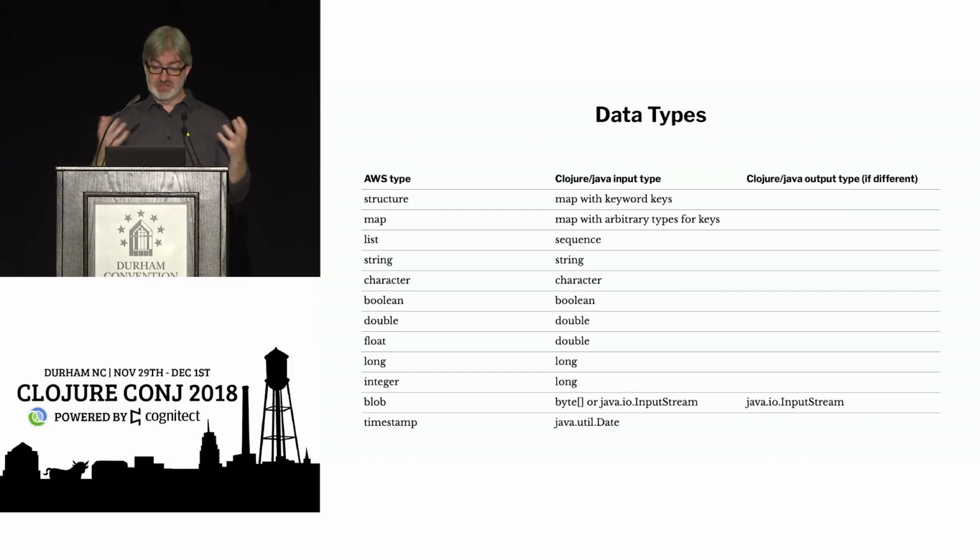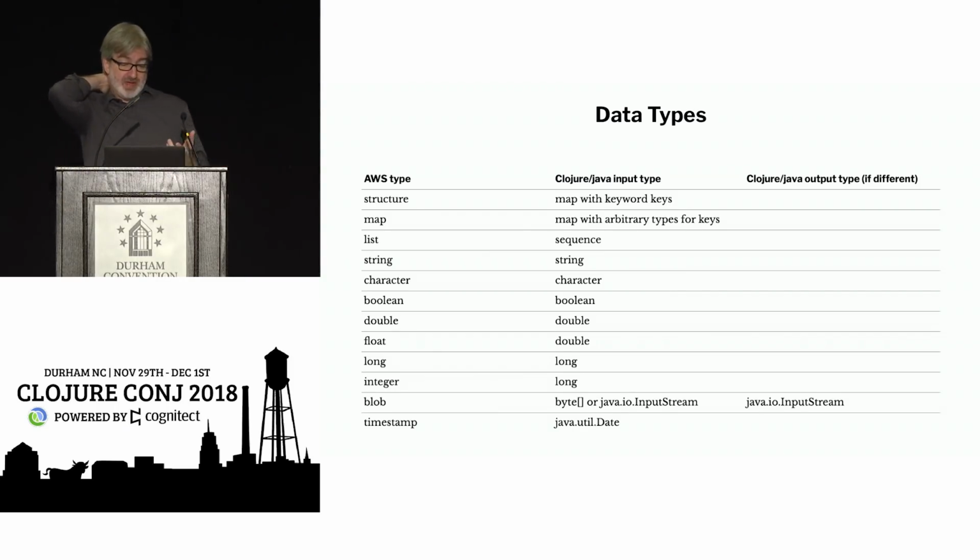The only one where those two things aren't the same is a blob. So we'll accept either a byte array or an input stream. And we're going to give you back an input stream when it's a blob on the response.